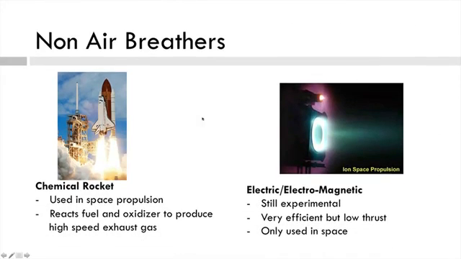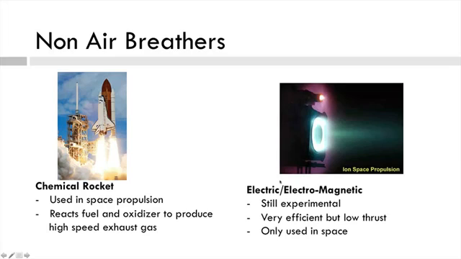The non-air breathers. So we've got the chemical rocket. Everyone's seen a space shuttle. That's a chemical rocket. They're used in space propulsion mainly, also used on missiles and those sorts of things. They react fuel and oxidizer and produce a high-speed exhaust gas. Quite simple. There's two types. We've got solid and liquid rockets. We'll go into that later.